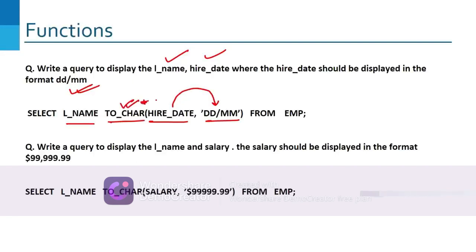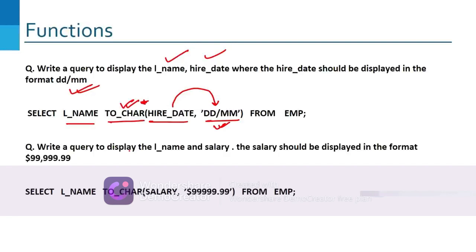This is very important. Again, I'm repeating, the hire date is nothing but a date format. I want to change this to a character date. Why? Because I want to display it in another format. So toChar. Okay. Let's say that there's a number.